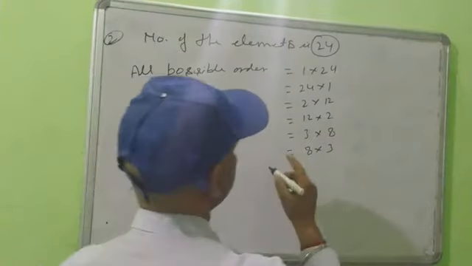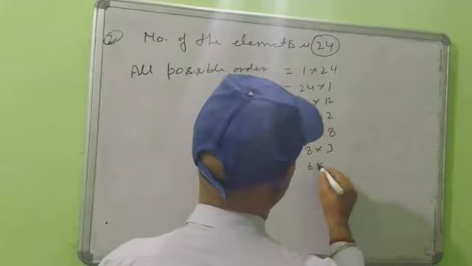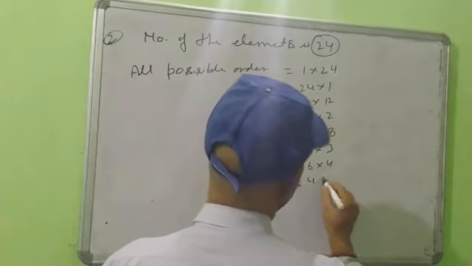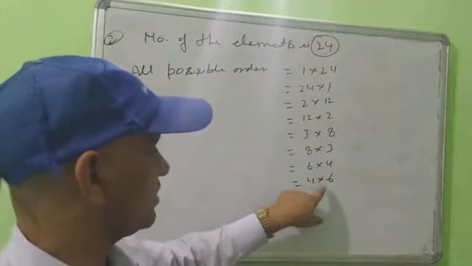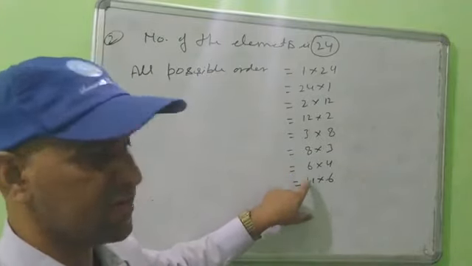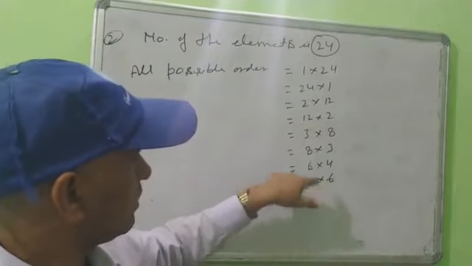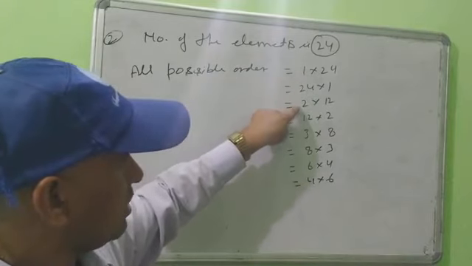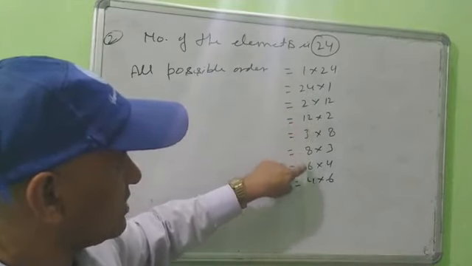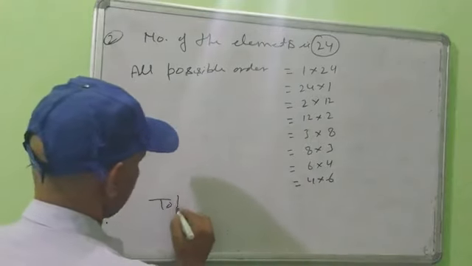Next is 6 into 4 and next 4 into 6. Here 6 times 4 is 24 and 4 times 6 is 24, so both matrices are different. All possible matrices are coming. Now count: 1, 2, 3, 4, 5, 6, 7, 8. That is the total possible orders.